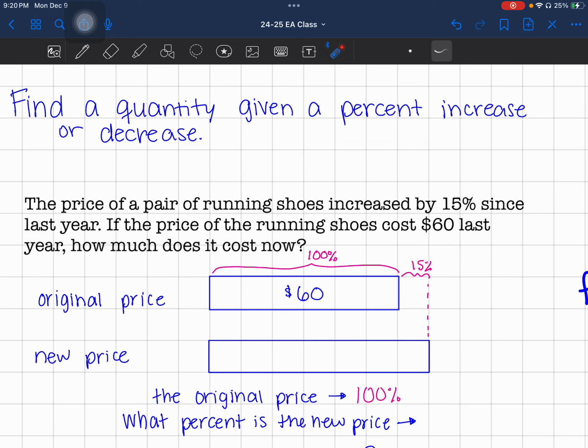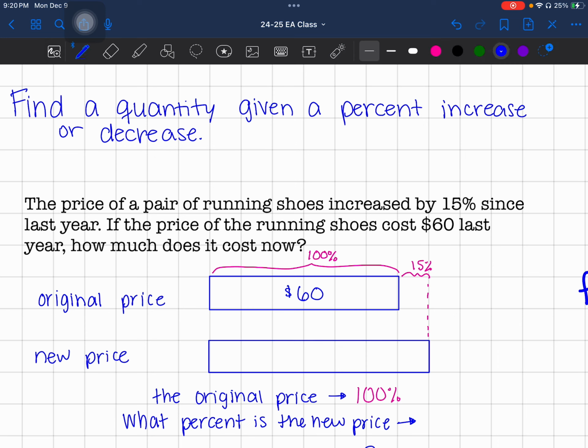Okay, so we're going to draw a model. We have the original price, what the original price was, the price of the running shoes cost $60 last year. So the original price, we're going to draw a box to represent $60. And now we're trying to find the new price. We know that the new price has increased by 15%.